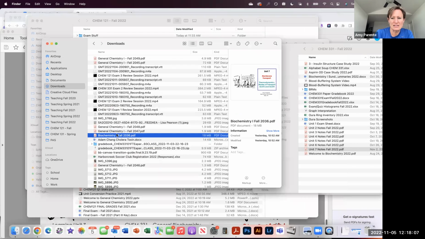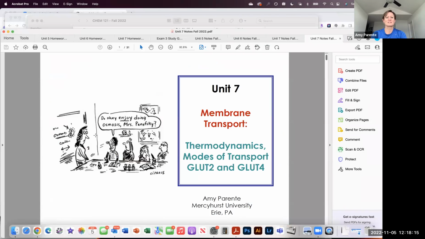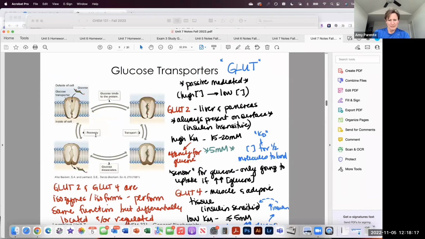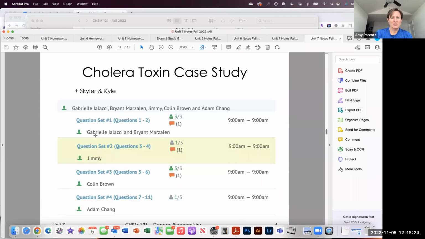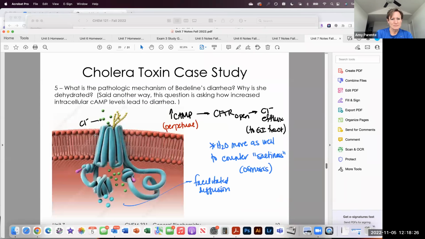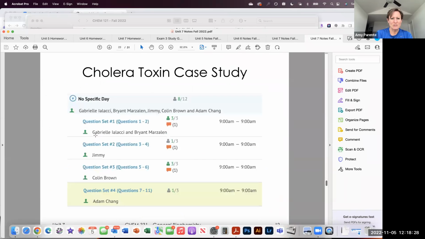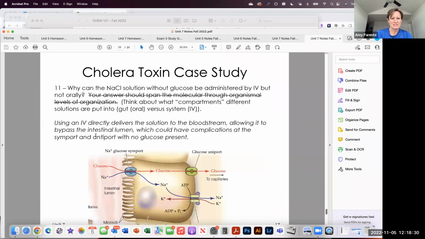This is the one I actually need to label Unit 7 notes, Unit 7 notes, fall 22. But let me open this guy because this is the one that has the cholera. I'm pretty sure, well, maybe I posted the wrong one. I may have posted the wrong one now that I think about it, because I had labeled that other one. At the end of the day, it comes down to this slide.